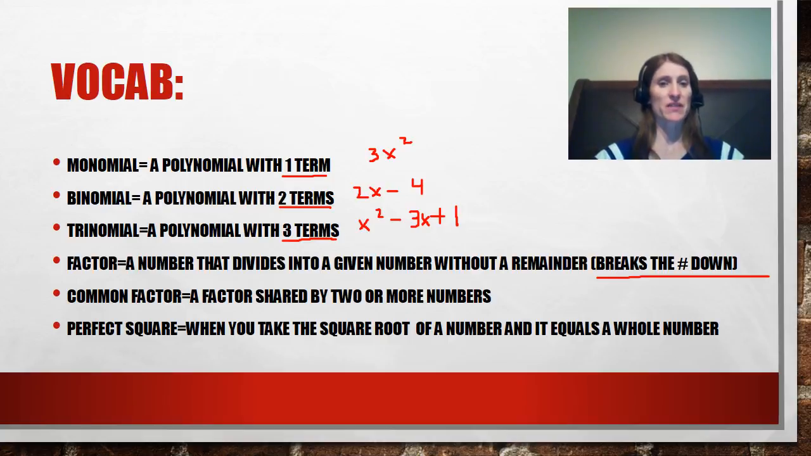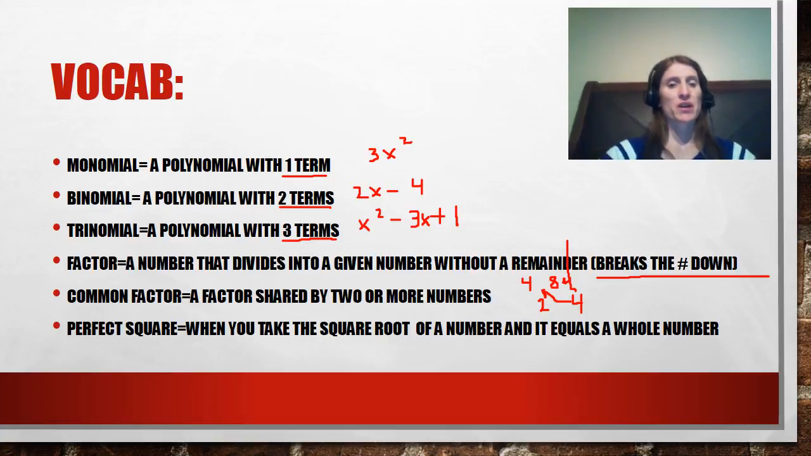A common factor is a factor shared by two or more numbers. So let me give the example of maybe 4 and 8. There's several common factors, but a common factor would be 2, because 2 can divide into both of them. If we wanted the greatest common factor, we would say it's 4, because 4 can divide into 4, and it also can divide into 8. Okay?